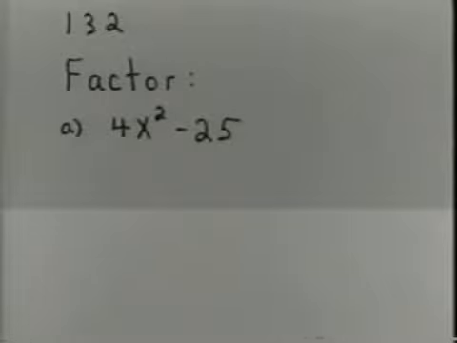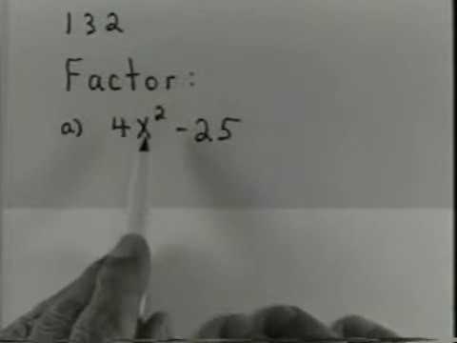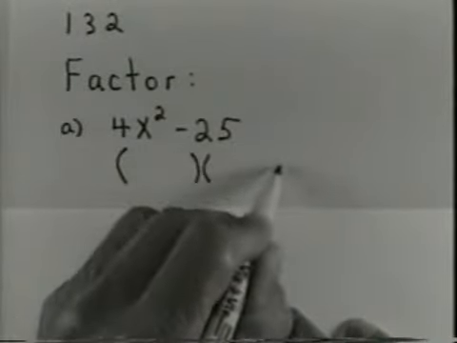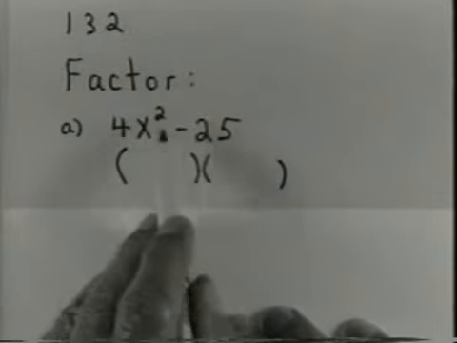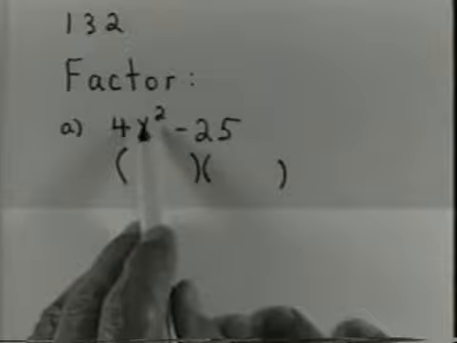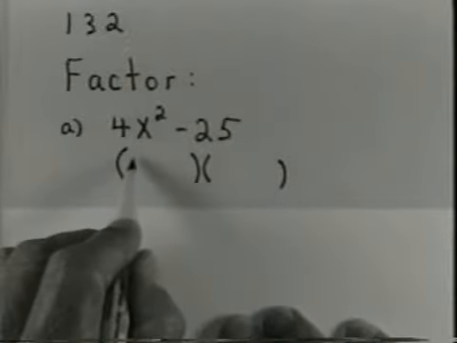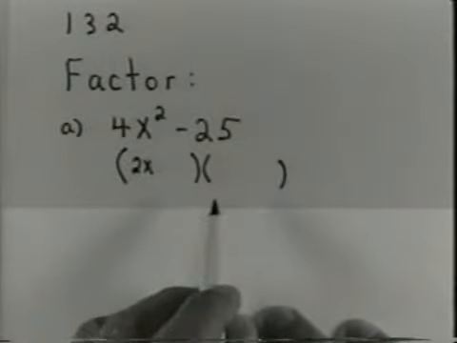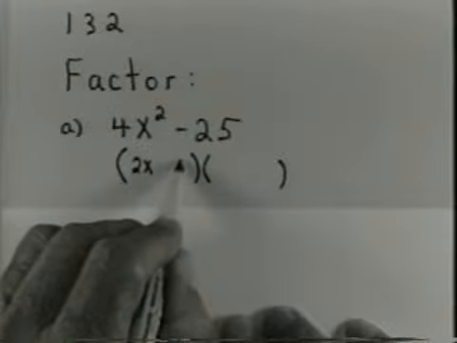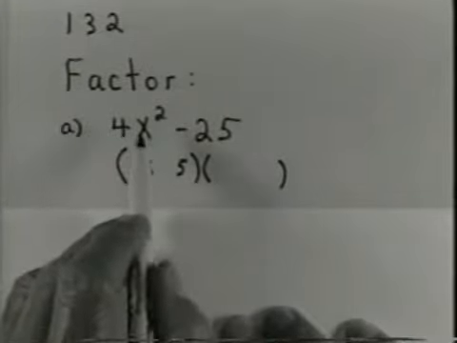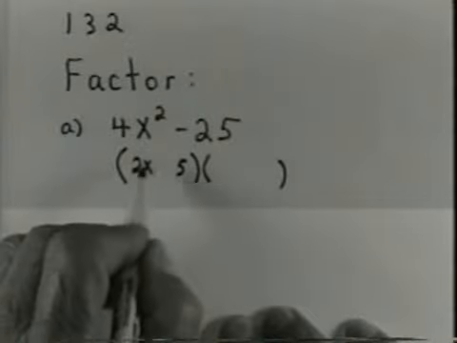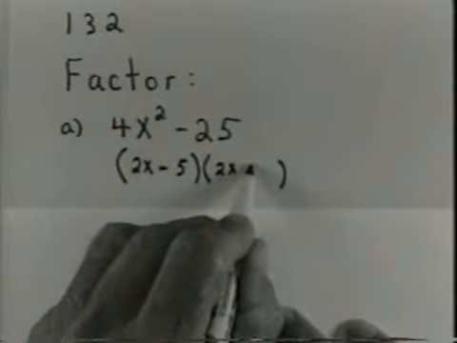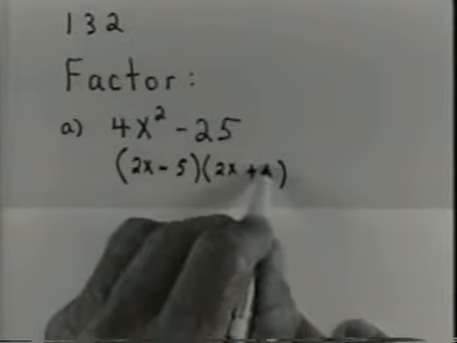Now let's look at some examples. Let's factor 4x squared minus 25. Well, I'm going to factor it into two parts. This is the difference of two squares. 4x squared is a square. The square root of 4x squared is 2x. 25 is a square. The square root of 25 is 5. The difference of two squares is the square root of the first minus the square root of the second, times the square root of the first plus the square root of the second.